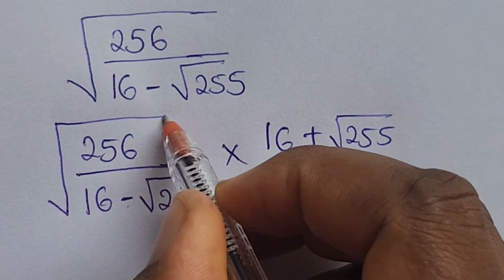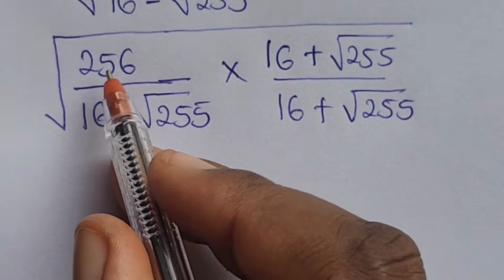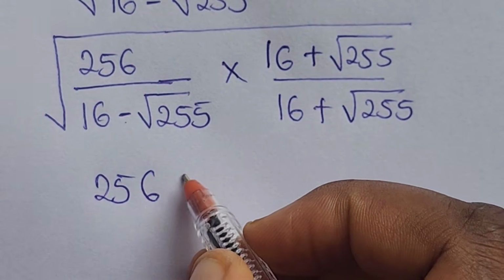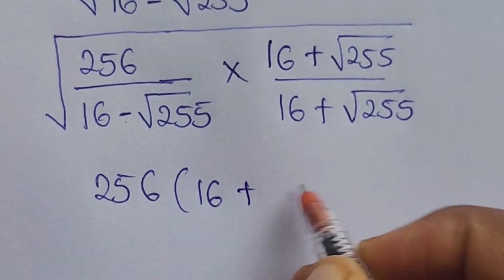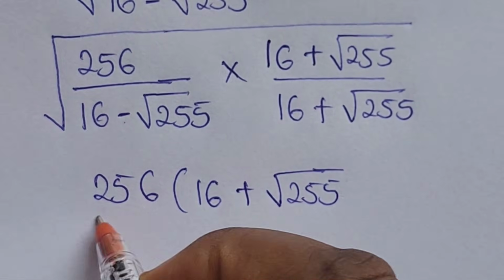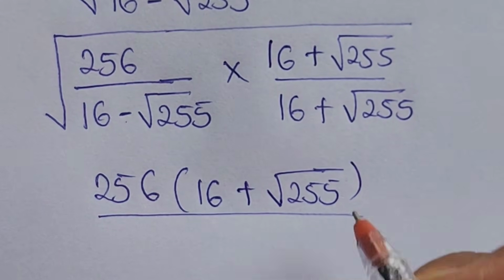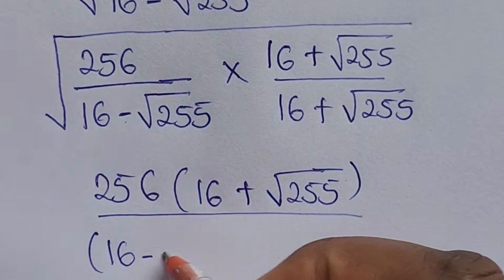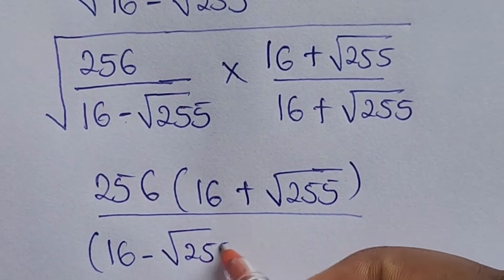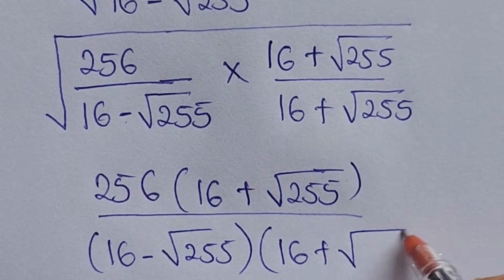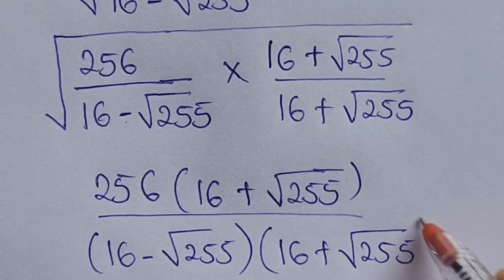So we have the square root. So we'll have 256 times 16 plus root 255 all over, we have 16 minus root 255 times 16 plus root 255.